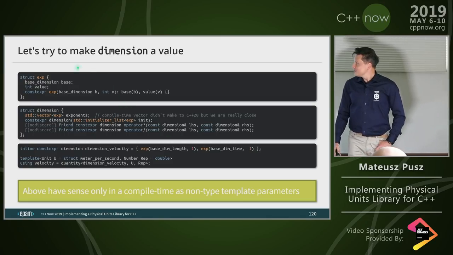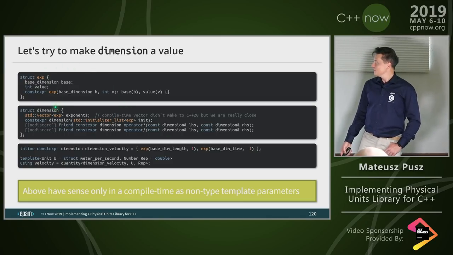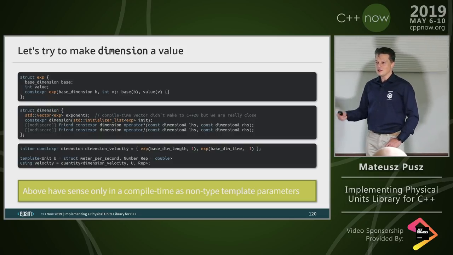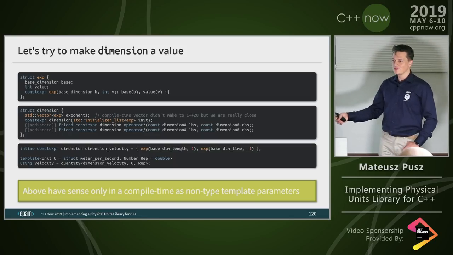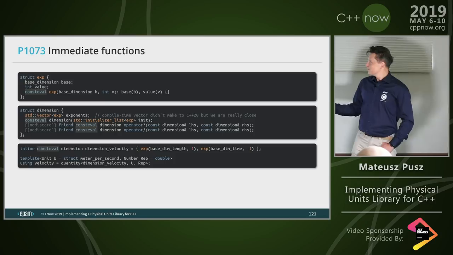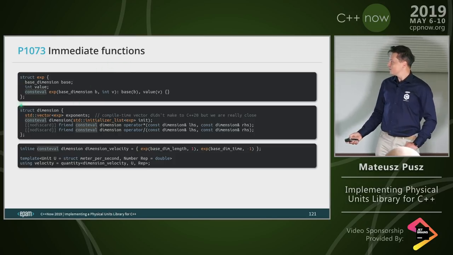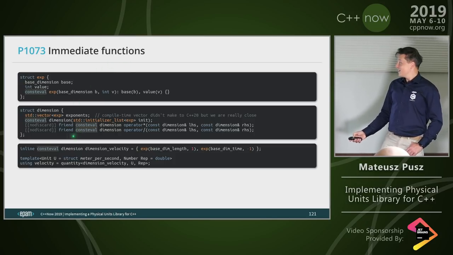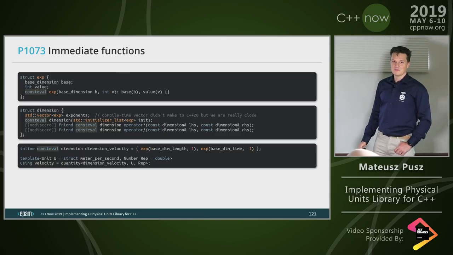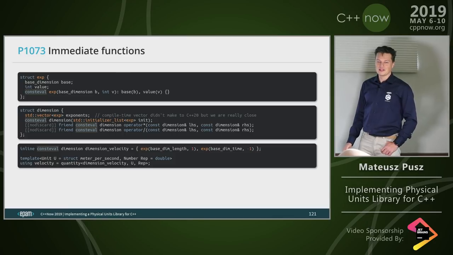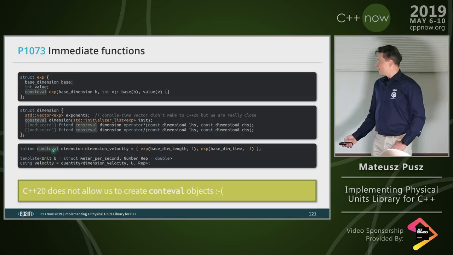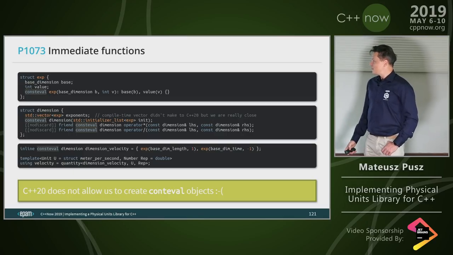But those classes, exp and dimension, have sense only in a compile time context. They should not exist in our binary code. Those are only needed as non-type template parameters. They should vanish after the code is generated. So let's try immediate functions for them. Consteval, consteval, consteval. And this will not work in C++20. We cannot make a consteval object yet in order to put it into a class template argument. But maybe it will be possible for C++23.